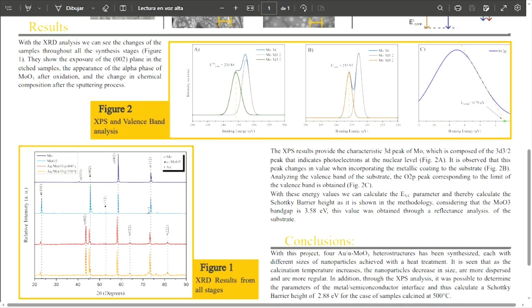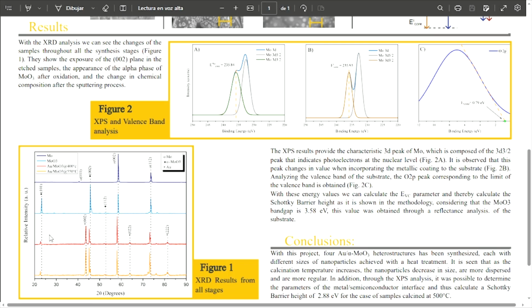As results, we have X-ray diffraction results. Here we can see all the changes in the samples throughout all the stages of the synthesis. In blue, we can see the molybdenum films after the chemical etching with hydrochloric acid. This process exposed the plane 002 of molybdenum, and it also increased its intensity. In cyan, there appear several planes corresponding to molybdenum trioxide in alpha phase.